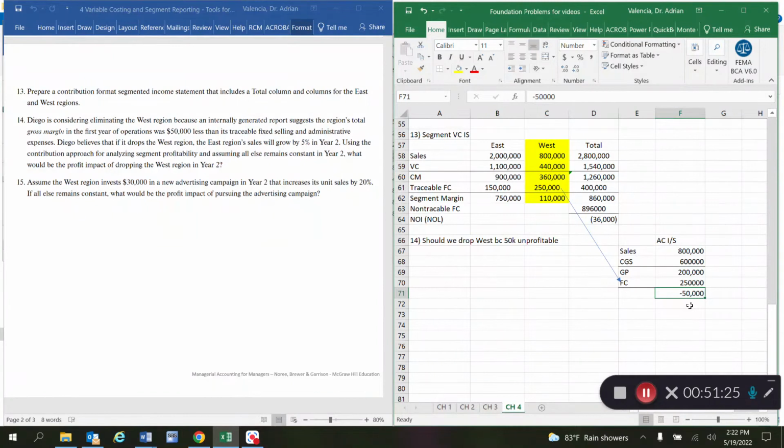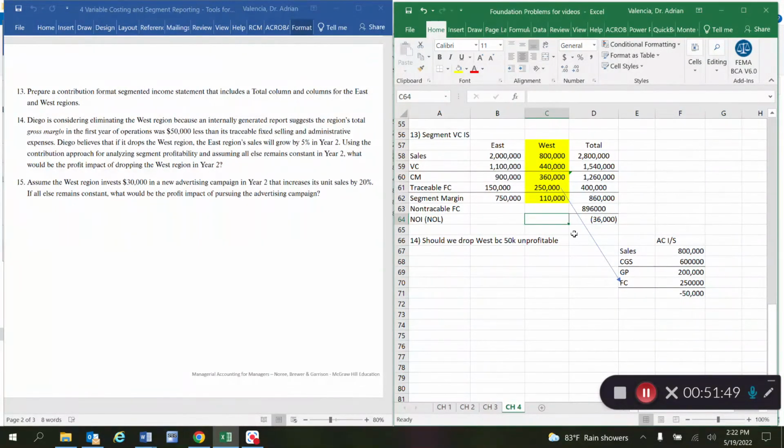So the thinking behind the manager is, if I get rid of the West, under absorption costing, I would get rid of this $50,000 loss. And that's not accurate, okay? That's not accurate because currently the West is actually contributing 110,000 to cover the additional fixed costs that we have in this company.